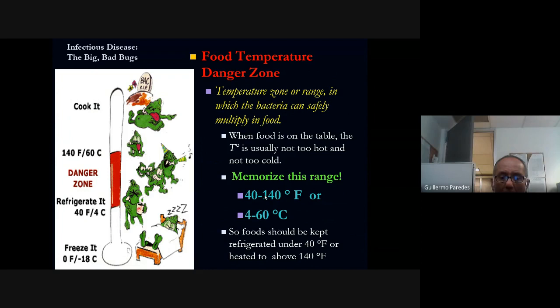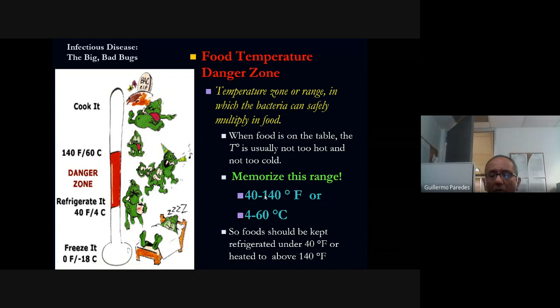So what is the danger zone? The danger zone is between 40 and 140, simple, right? 40 to 140. It's going to be the temperature. How much? 60 degrees. 60 degrees is Celsius.